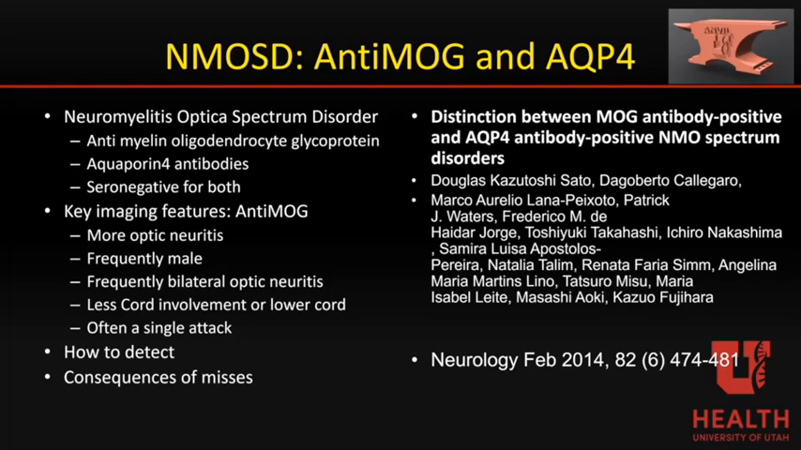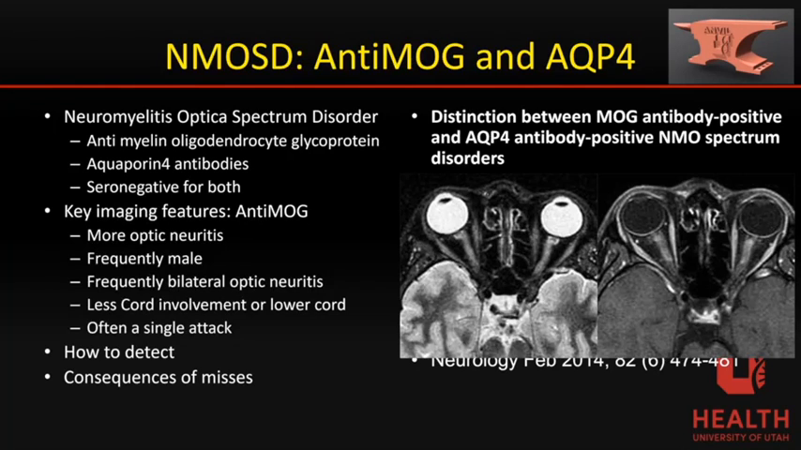So with anti-MOG, which is anti-myelin oligodendrocyte glycoprotein, these patients frequently have more optic neuritis. They're frequently male, often bilateral. They have less cord involvement and often present with a single attack. So here we have a patient with bilateral optic neuritis related to anti-MOG.